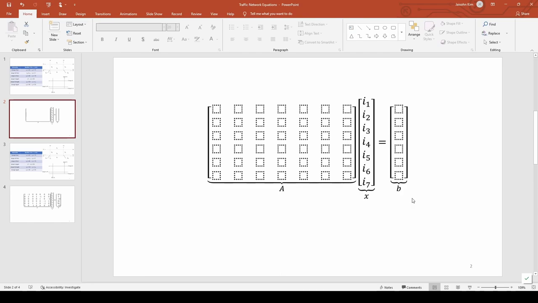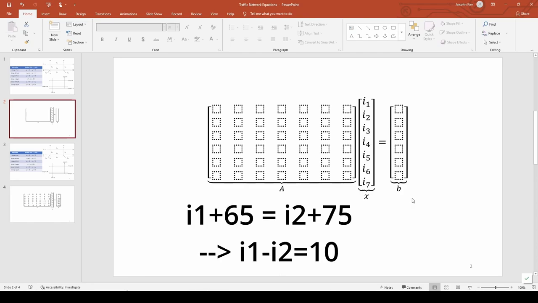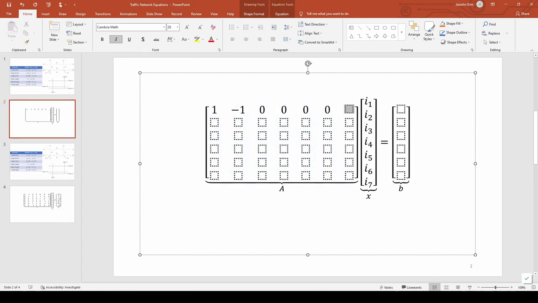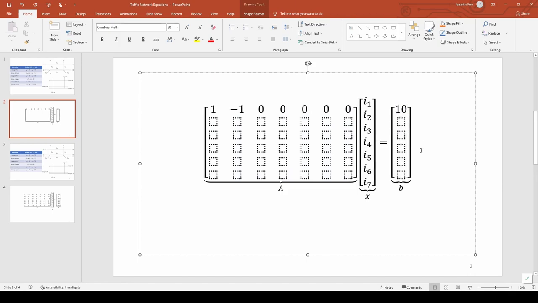Filling in the A matrix is just a matter of rearranging terms. For the first equation involving the Orange Pear intersection, I'll move the i2 over to the left and group all the constants on the right. If you multiply out this row by the x vector, you should get the right equation. Now let's do the rest.